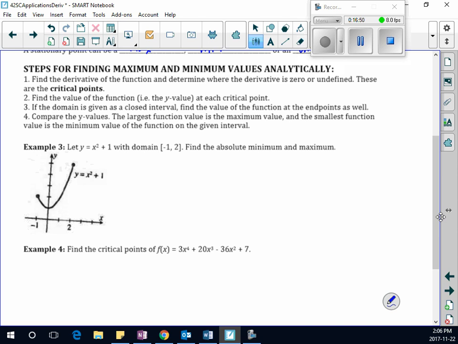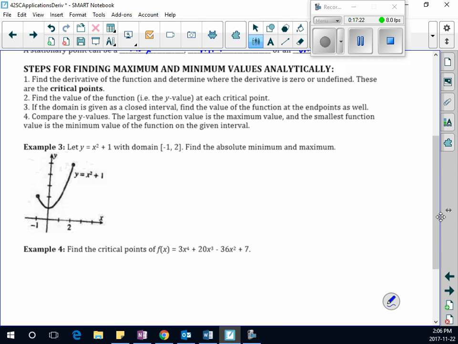Compare the y values, the largest function value is the max. Now, when I was stating before the max value was at x equals 0, the value of the maximum is the actual y value, right? So we're supposed to be comparing the y values. And the smallest is the min. So let's do this. Here's a graph of y equals x squared plus 1 with the domain from -1 to +2. You're supposed to find the absolute minimum and maximum.